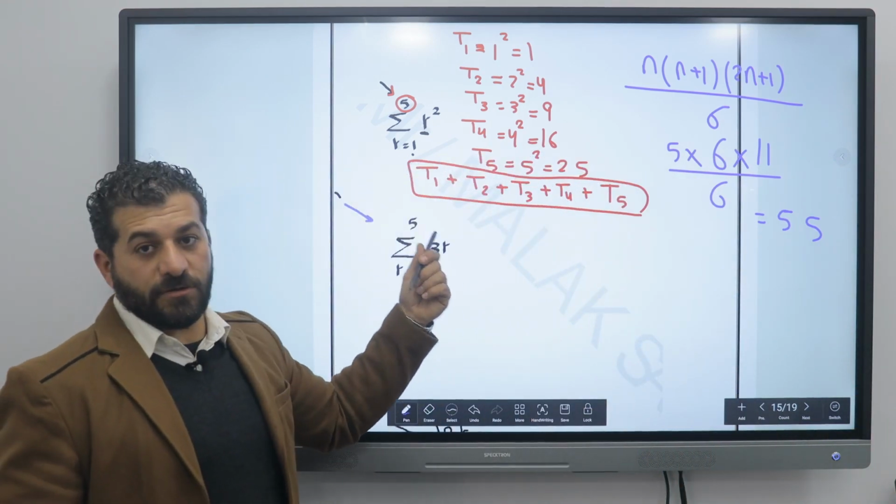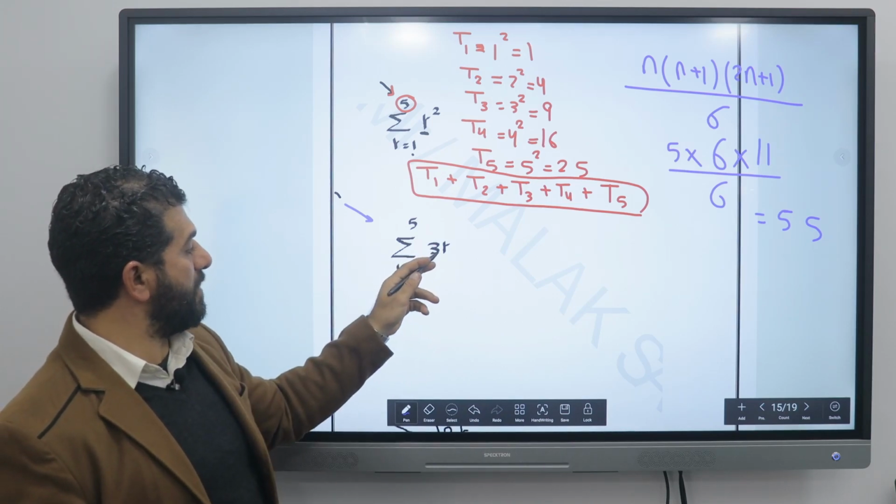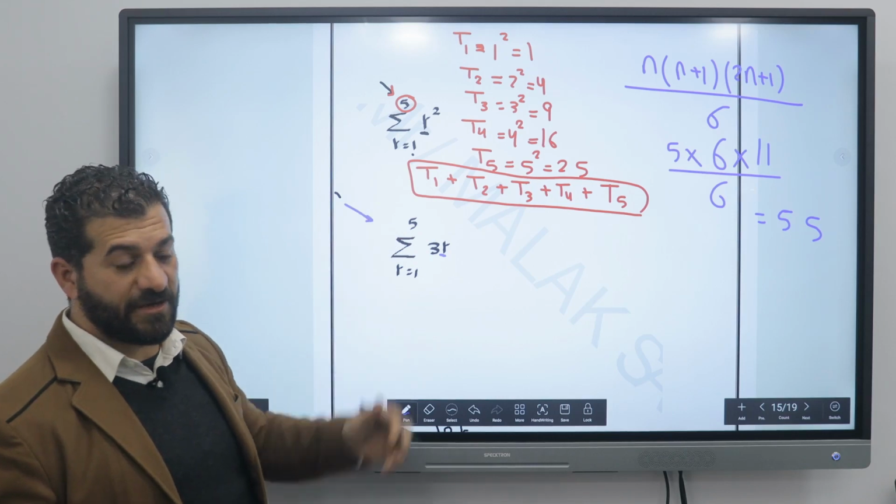This is not r to the power of 2. This is the sequence which is given as r here. So ignore this 3 now.